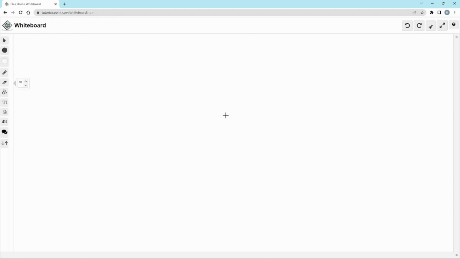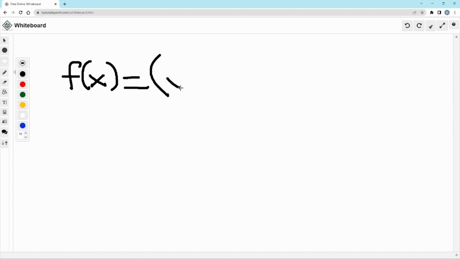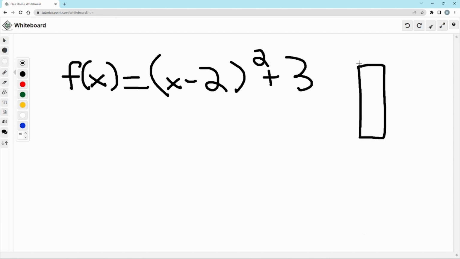Alright, now let's look at an equation. So, when you want to find if an equation is a relation, function, or one-to-one function, you want to see or test different values in the variable. So, let's say f of x is equal to (x minus 2) squared plus 3. So, if you would like, you can make a map or a table of values with your domain and your range.